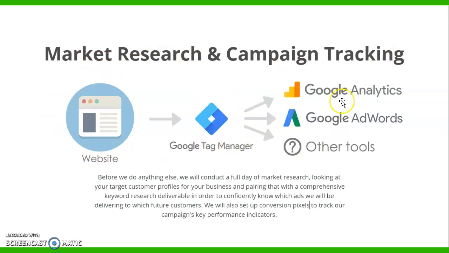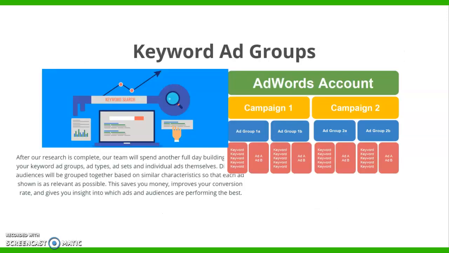Website, tag manager, you need your analytics. Now, there are other tools available, but that's not what this video is all about. You've got your ad groups. Once your research is done and complete and you know how to set up your SEO, you've got to have an AdWords account. You can't get around it. Or get your marketing agency to set it up for you.